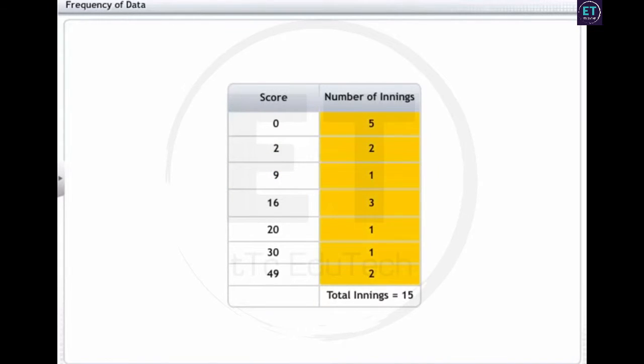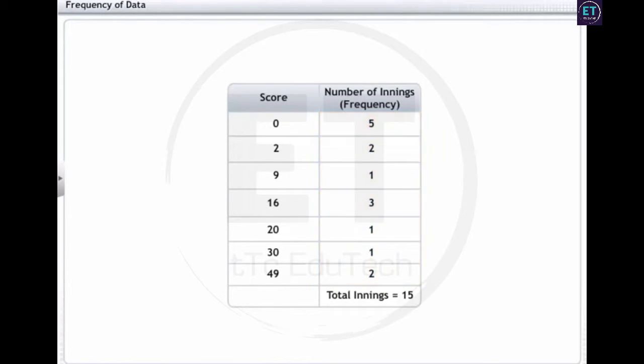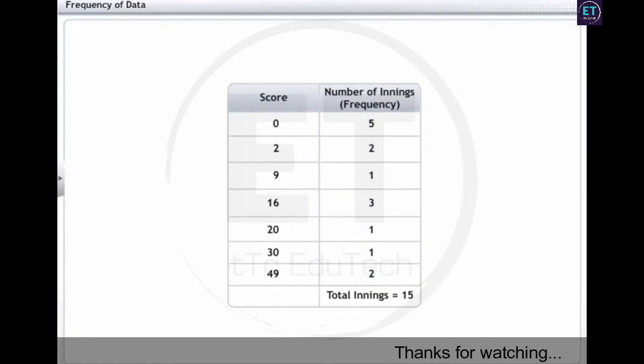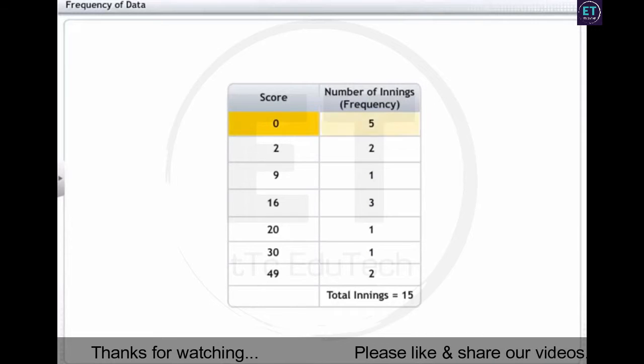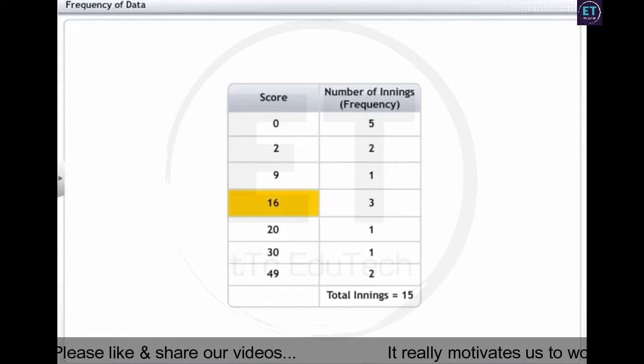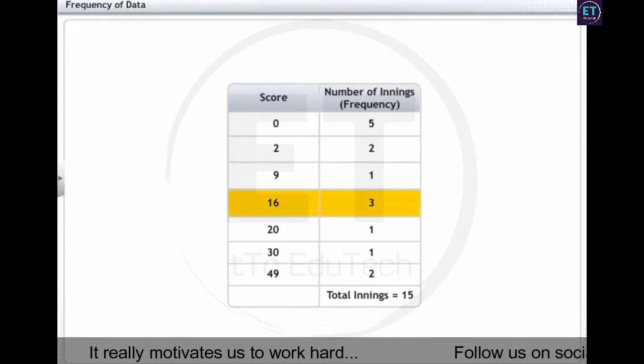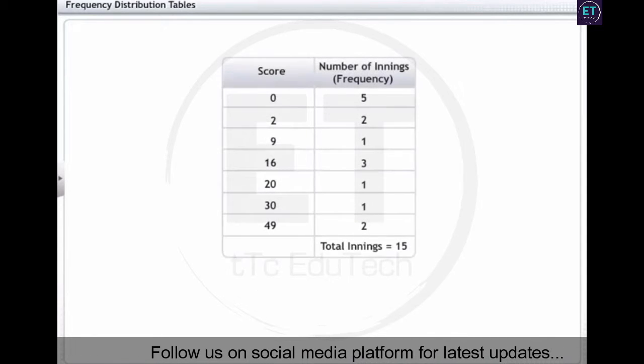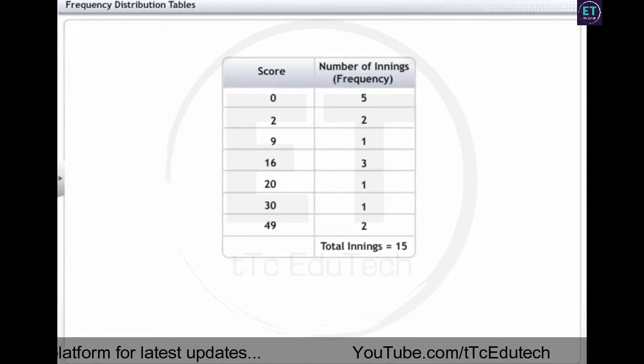Note the second column on this table shows the number of times a value occurs in the given data. This is called the frequency of that value of data. For example, here the frequency of 0 is 5 and the frequency of 16 is 3. Remember, this table was created to present Mr. Pinch Hitter's scores in the last 15 innings.